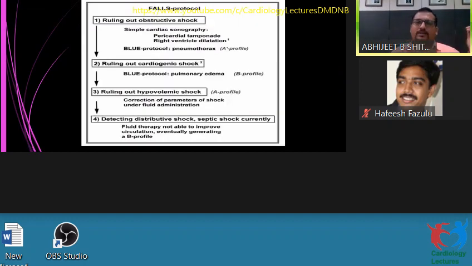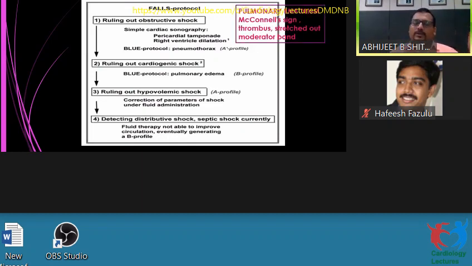So, decision making from the pulse protocol. Rule out obstructive shock. That means pulmonary embolism by McConnell sign, thrombus in the PA, stretched out moderator band in the RV and distended RV more than twice that of the LV. Rule out the pericardial tamponade.